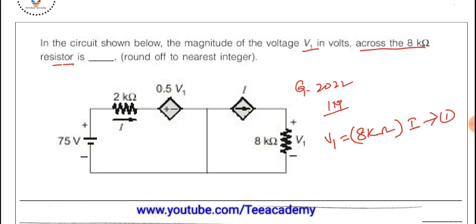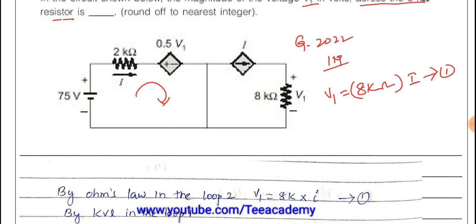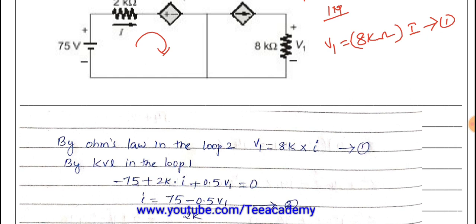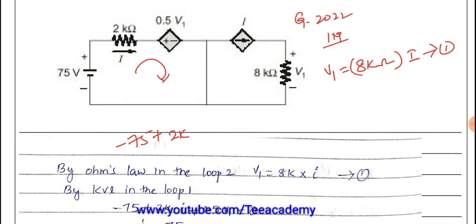Next, apply the KVL inside the loop. Here is a short circuit right now, so we can apply the KVL inside the loop, or we can go for node analysis also. Let's see: minus 75 plus 2 kilo ohms into current I plus 0.5 V1 is equal to 0. So there are two unknowns and we have two equations.